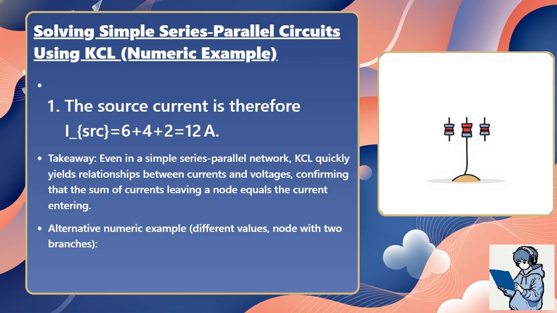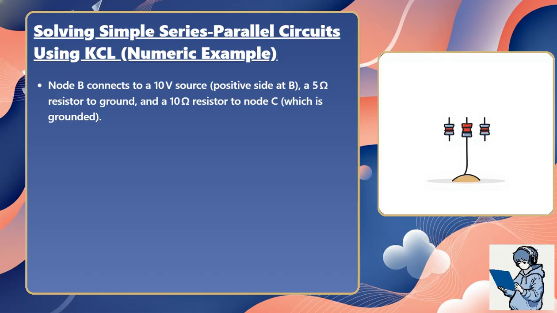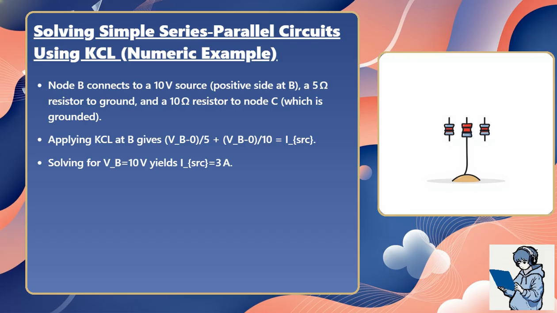Alternative numeric example with different values: node with 2 branches. Node B connects to a 10-volt source, positive side at B, a 5-ohm resistor to ground, and a 10-ohm resistor to node C, which is grounded. Applying KCL at B gives VB divided by 5 plus VB divided by 10 equals I source. Solving for VB equals 10 volts yields I source equals 3 amperes.